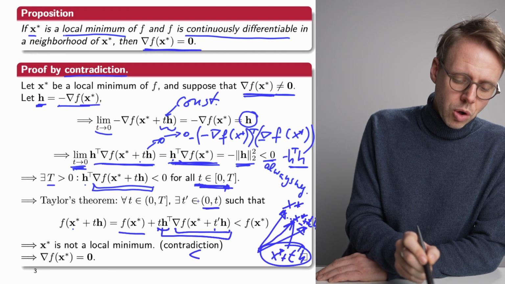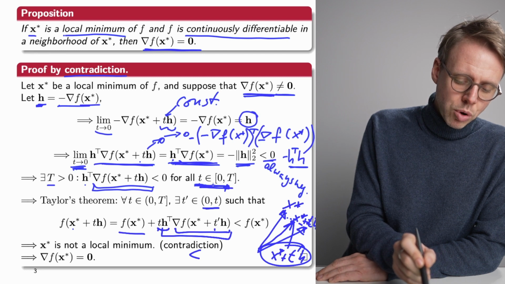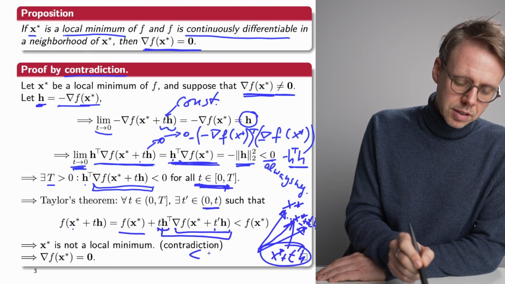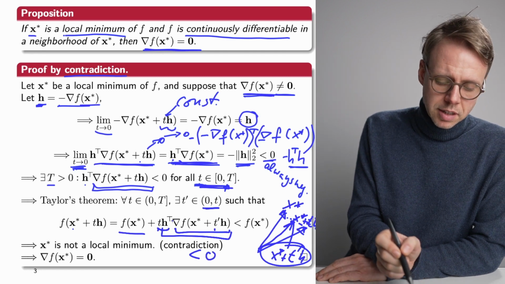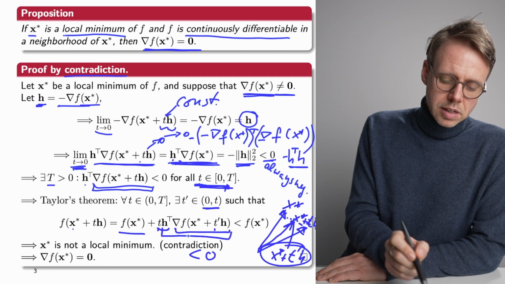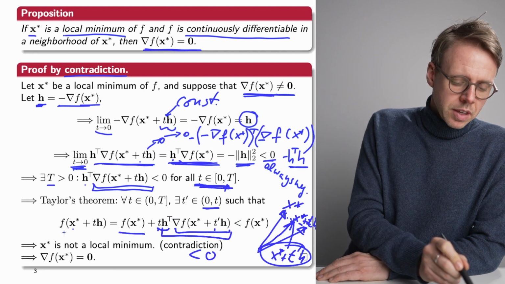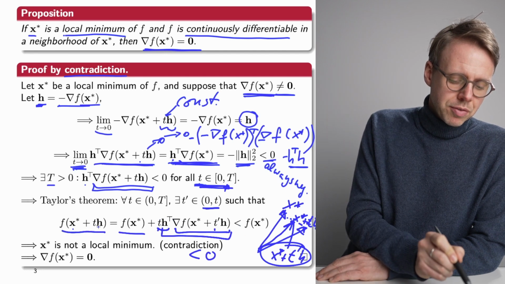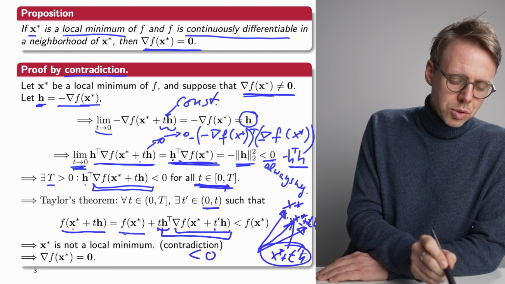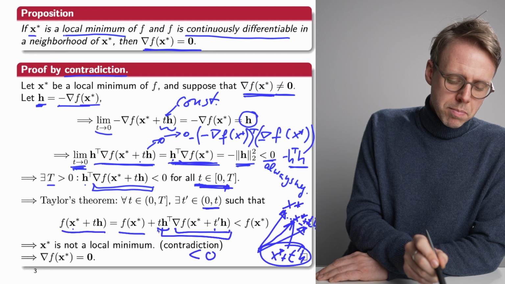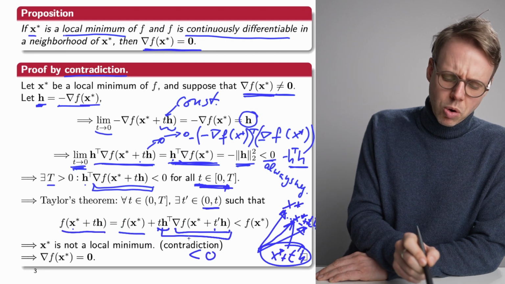it holds for all the points in this interval. So this is smaller than 0, which also means that if we multiply it again by t, it is still smaller than 0. So what we have just shown is that f of x star plus th equals f of x star plus something that is smaller than 0.